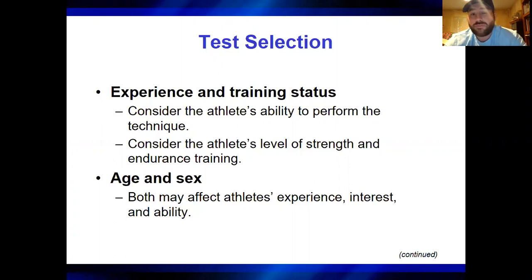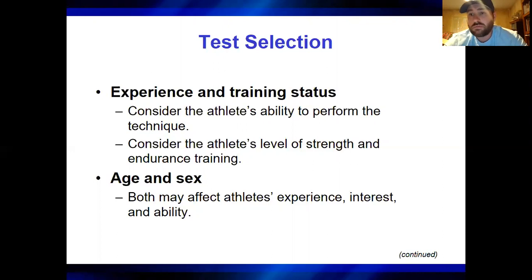Age and sex both may affect an athlete's experience, interest, or ability. I mean, if you take a 5-year-old and put them out on the baseball field, and they want to go pick flowers today or whatever it might be, are you going to automatically assume that they'll never be an MLB baseball player because they didn't want to do it at the age of 5? I'm going to tell you right now, the people that are gung-ho like that, like the Rory McIlroys of golf or the Tiger Woods, they're few and far between.